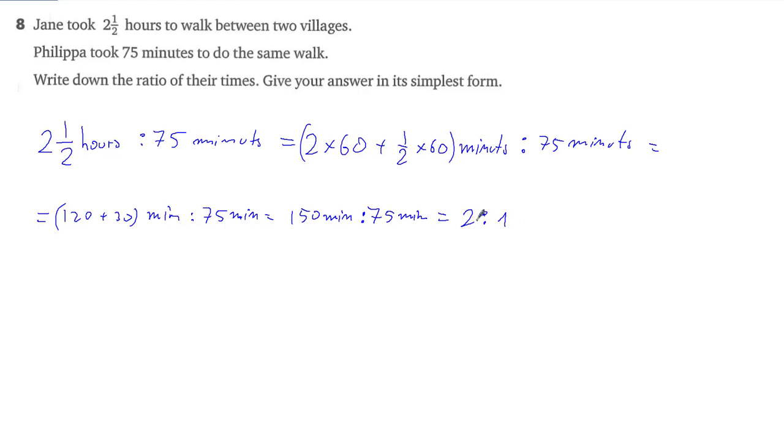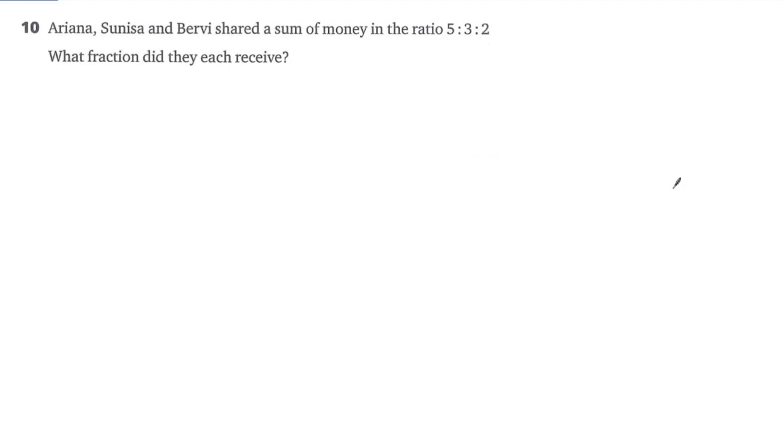All right, let us continue with another exercise. Now Ariana, Sunisa, and Bervi shared a sum of money in the ratio of 5 to 3 to 2. What fraction did they each receive? Alright, we can think like this. If they have some amount of money, they can separate it at least into 10 groups. Why?